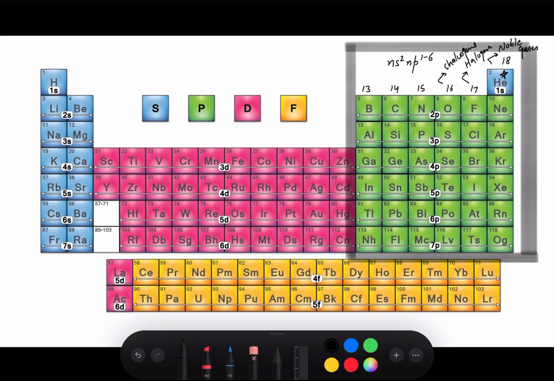Group number 15 is called the nitrogen family. Group number 14 is called the carbon family. And lastly, group number 13 is called the boron family. So I have written some points. Let's read them one by one.